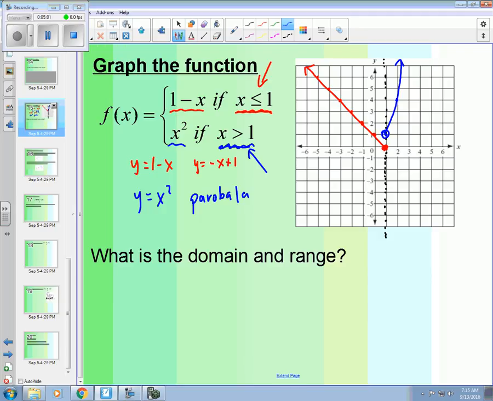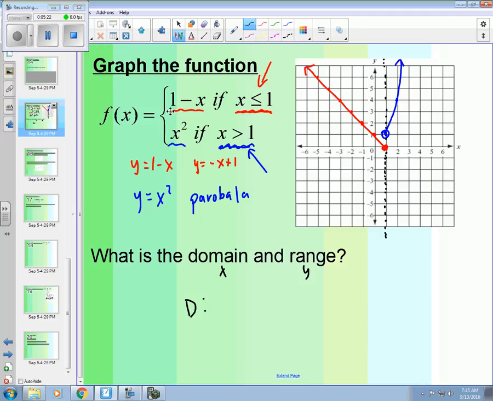Okay, the second part wants to know what's the domain and range. We talked about domain and range yesterday. Domain is x, range is y. Okay, so what are x values here for the domain? Well, as you can see from the graph, the red line is going to take care of every x value from 1 to negative infinity.